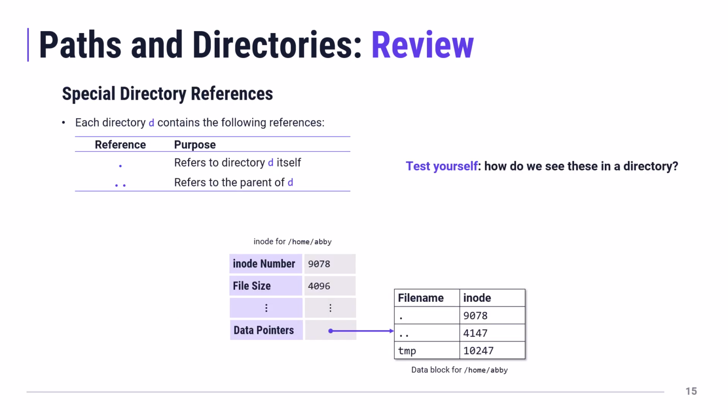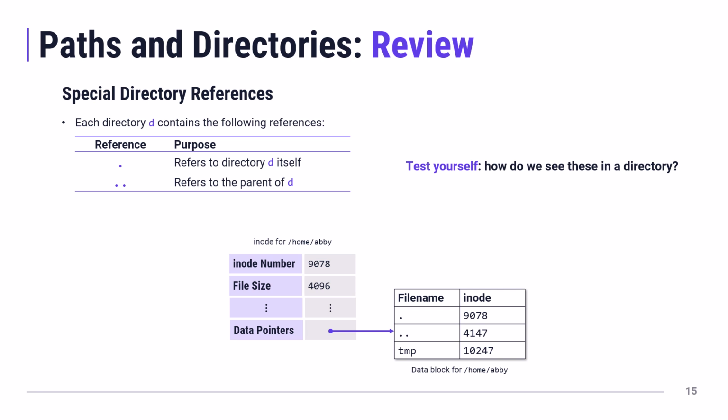Okay, we also saw these special directory references. So dot again refers to the directory itself, and dot dot refers to the parent. And now that we know about inodes, we can understand a little bit better that, okay, so in the directory file, we've got the file name dot, and the inode number is the inode number of that directory itself, right? It's just pointing to itself. Whereas dot dot would point to the inode of the parent directory.